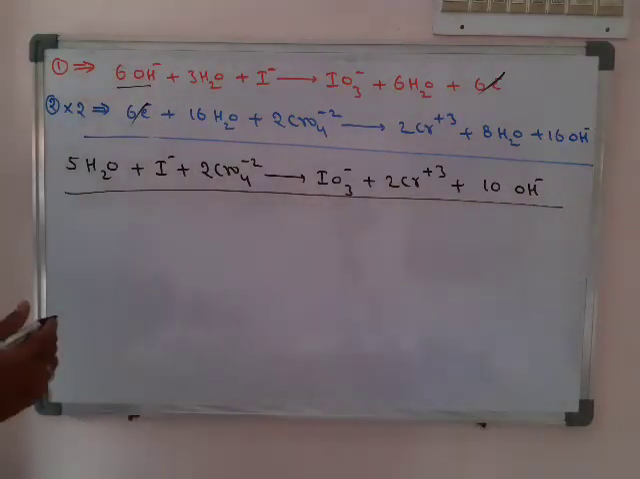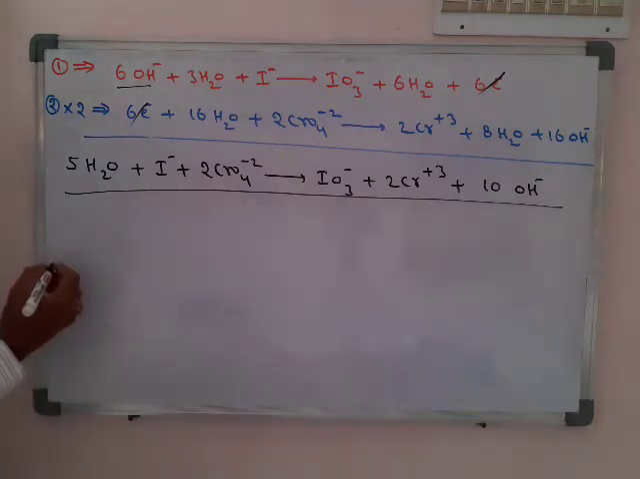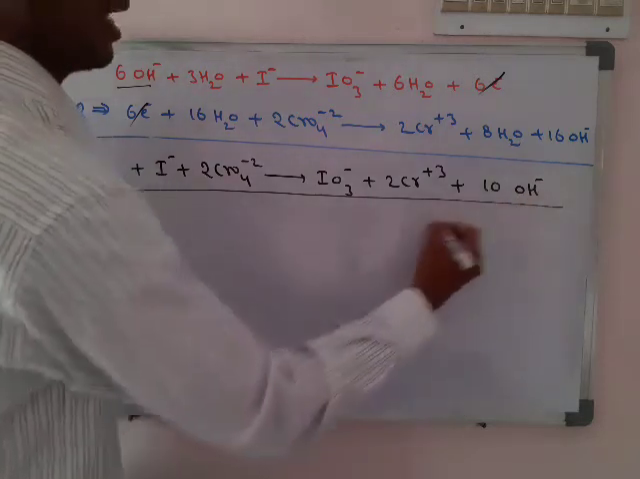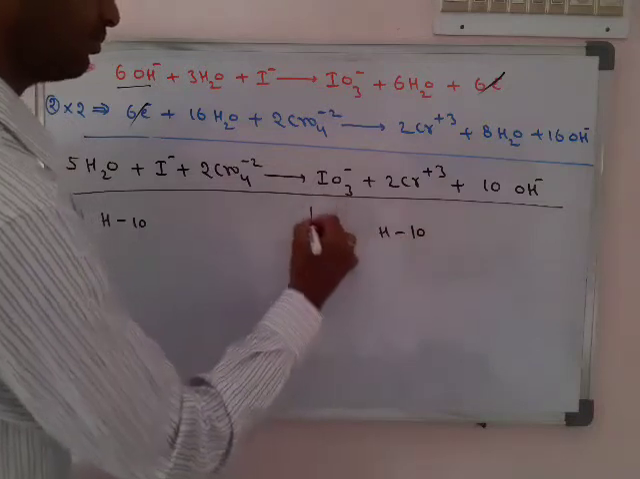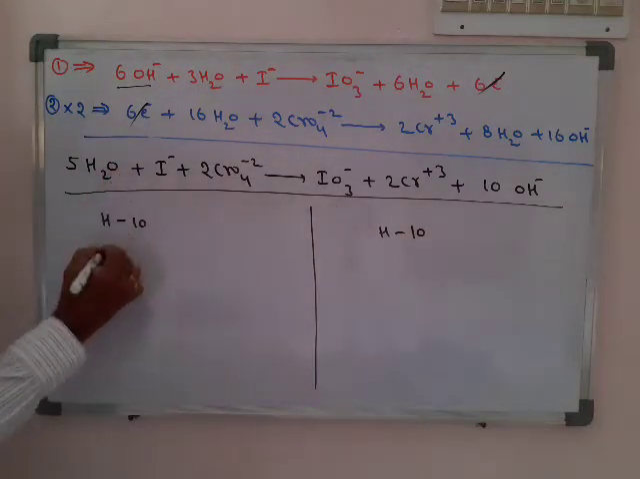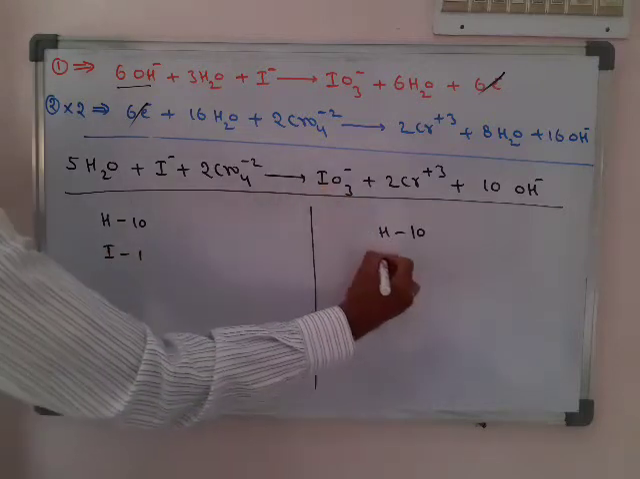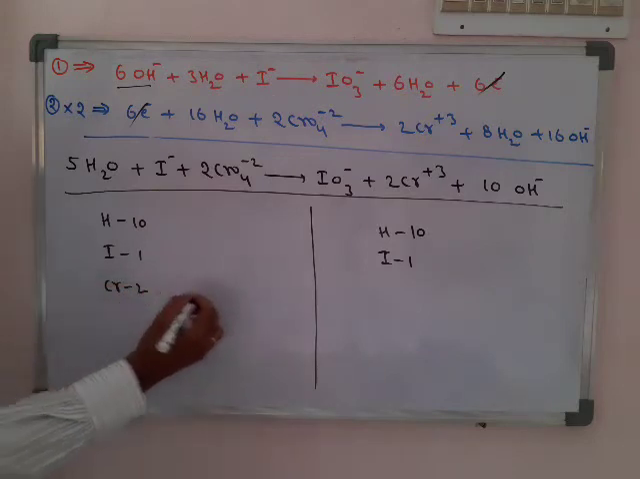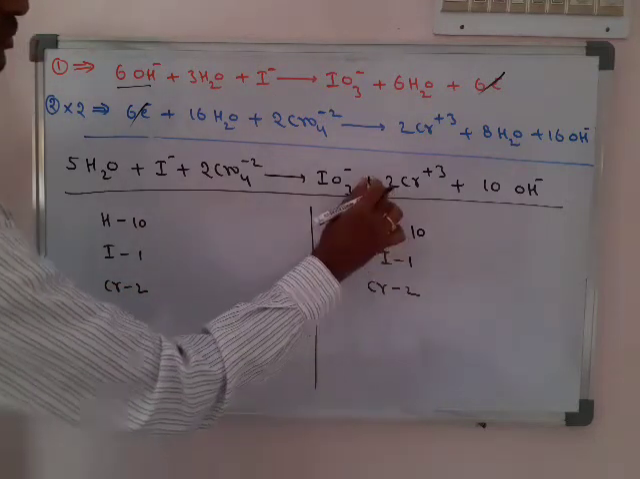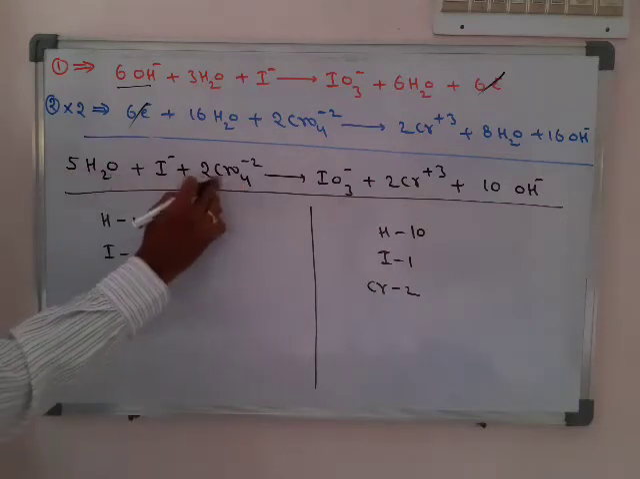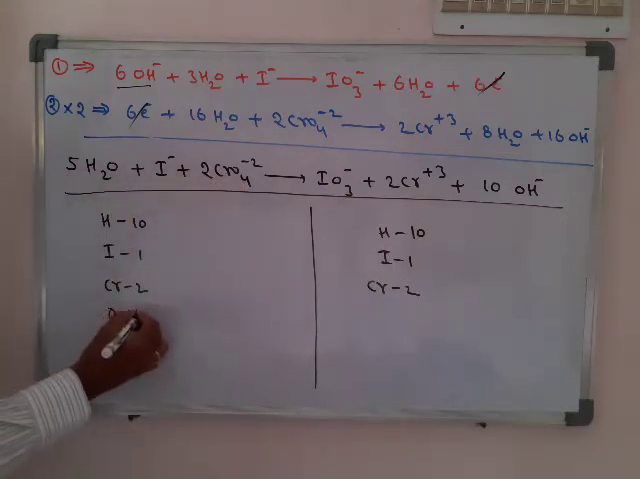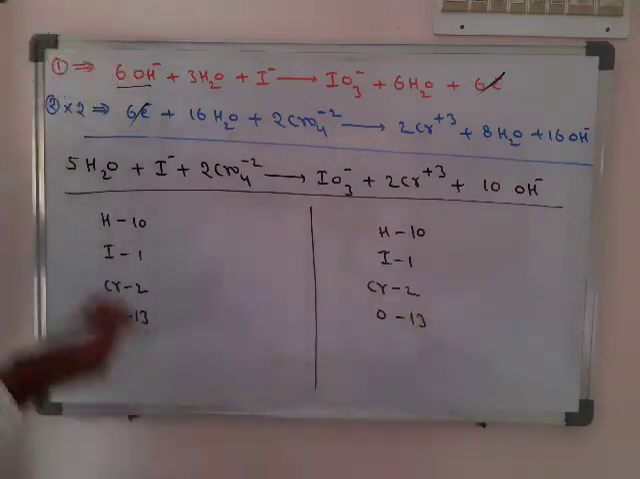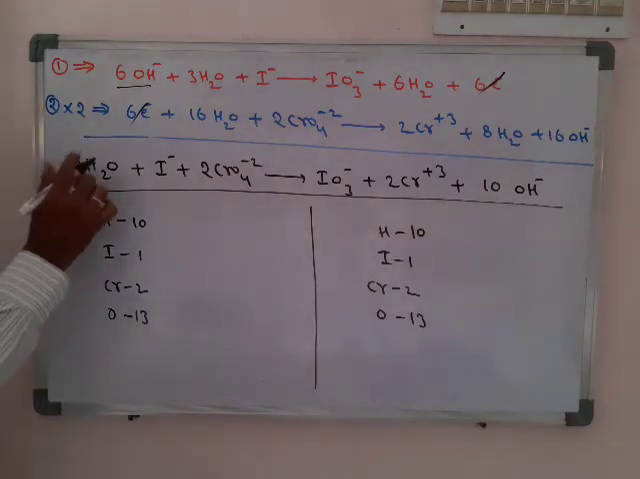It is compulsory to check whether it is balanced or not. Hydrogens: it has 10 hydrogens, here also 10 hydrogens. Iodine 1. 2 chromiums, here also chromiums 2. Oxygen 5, 4 times 2 is 8, 5 plus 8 is 13; here 10 plus 3, so oxygen 13. All are balanced.